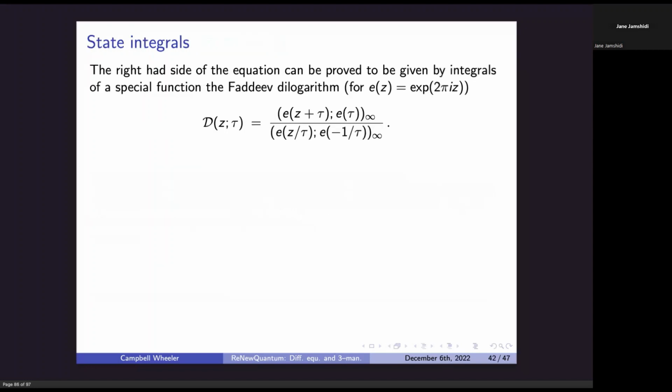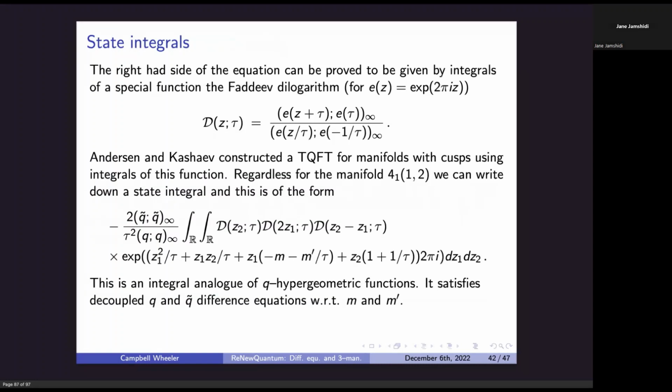And so if you're just interested in this right-hand side, you can understand many of its analytic properties by looking at state integrals. These were studied a lot by Andersen and Kashaev. They're integrals of a particular special function, the Faddeev dilogarithm. Whenever you have one of these hypergeometric expressions, you can replace the summation by an integral, you replace the Pochhammer symbols by these Faddeev dilogarithms, and then you have q to some quadratic form, and you take e to the integration variables and evaluate that quadratic form as well.